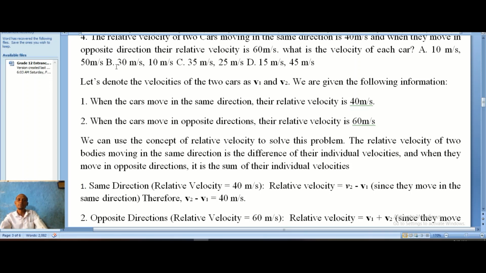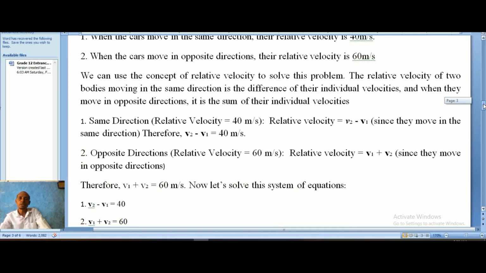We are given the following information. When the cars are moving in the same direction, the relative velocity is 40. When they are moving in opposite directions, the relative velocity is 60. We can use the concept of relative velocity to solve this problem. The relative velocity of two bodies moving in the same direction is the difference of their individual velocities, and when they are moving in opposite directions, it is the sum of their individual velocities.